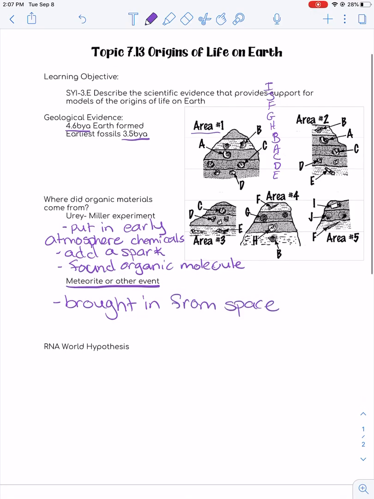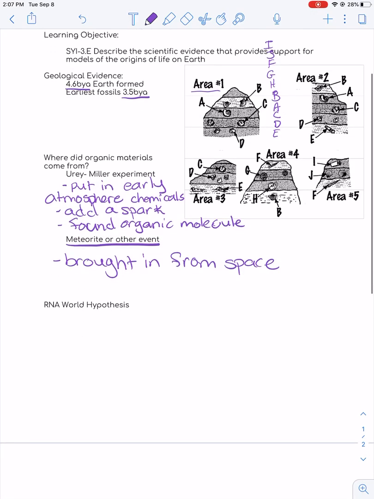Okay. Another part of this origin of life on Earth is that early life may have used RNA instead of DNA as its genetic material. So early life used RNA as genetic material.